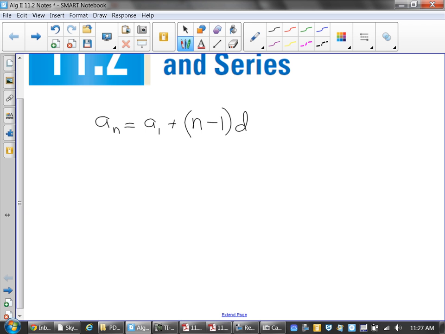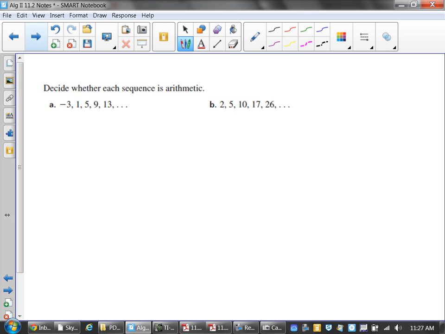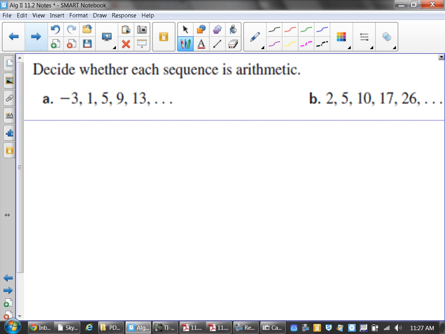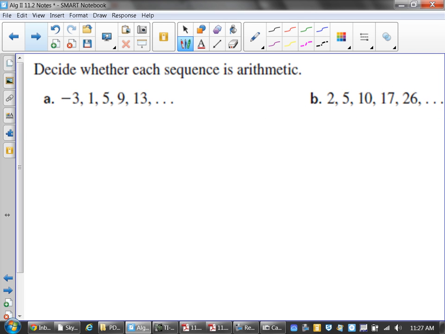So let me show you how these things work. If we're going to use an arithmetic sequence, what we first have to decide is whether or not a sequence fits that mold. So if I'm looking at this first one here, I've got negative 3, 1, 5, 9, 13. Would that be considered arithmetic? Yeah. Why? It was up by 4.